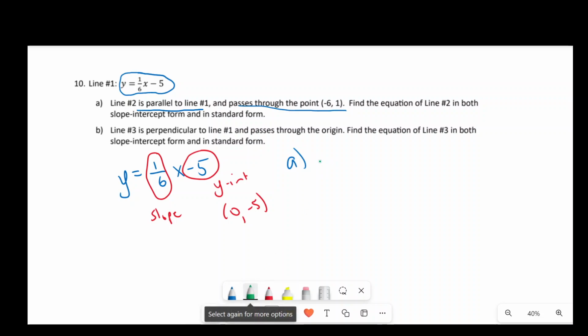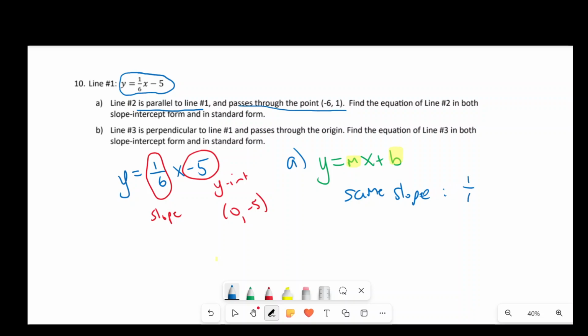So to find an equation of a line, I always want to start with this. This is slope-intercept form, and that's how you create or build a line. And in order to have the equation of line number 2, I need the slope and I need the y-intercept, or b value. So I know the slope already because I'm told that line number 2, the one I'm working on, is parallel to the first line I was given, line number 1. And that means that it has the same slope as line number 1. So it's parallel, so the slope is also 1 over 6.